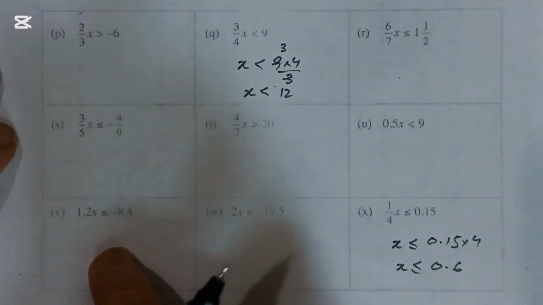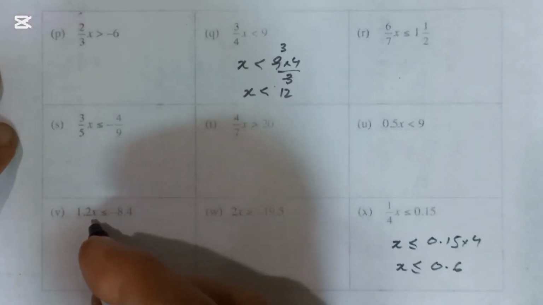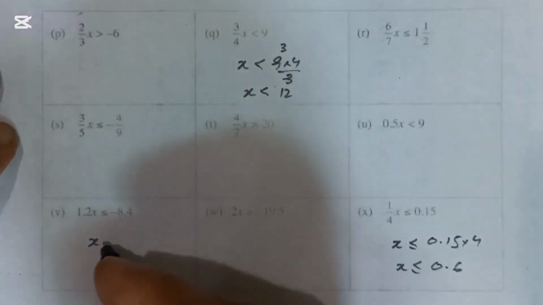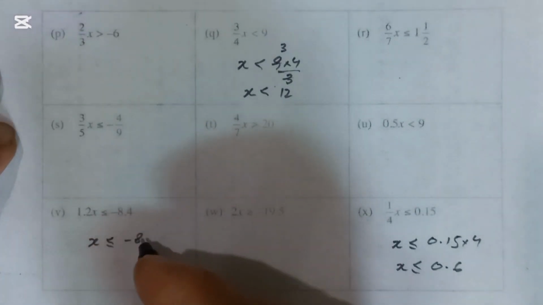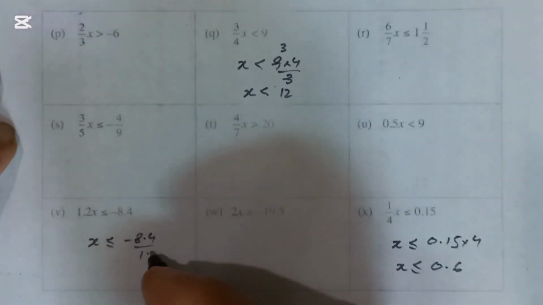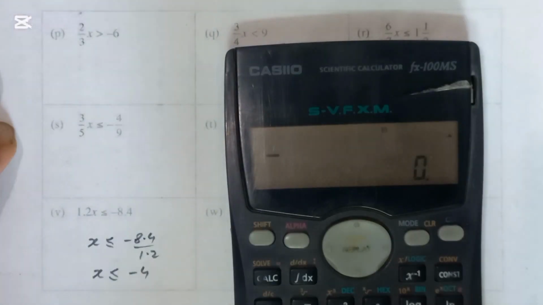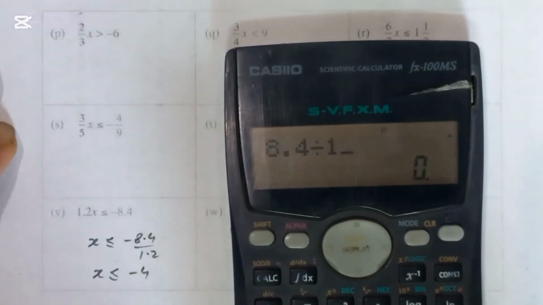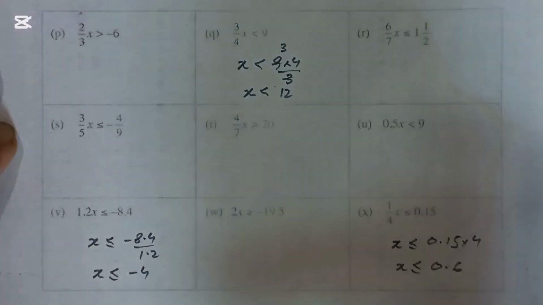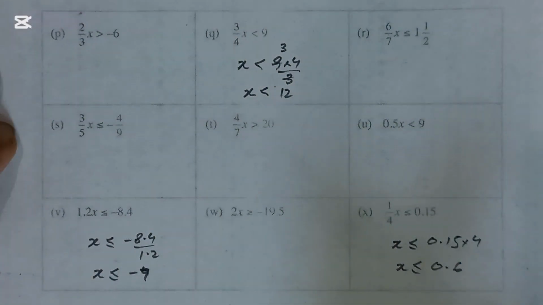Again, look at this question. We want to find the value of x. This 1.2 is multiplying with x. It will go to the denominator of the right side. So x is the same. This sign will remain the same. Minus 8.4 is again there. So 1.2 will come to the denominator. And now we will solve it. 8.4 divided by 1.2, so 7 is the answer. So the minus sign will be there and 7 is the answer.